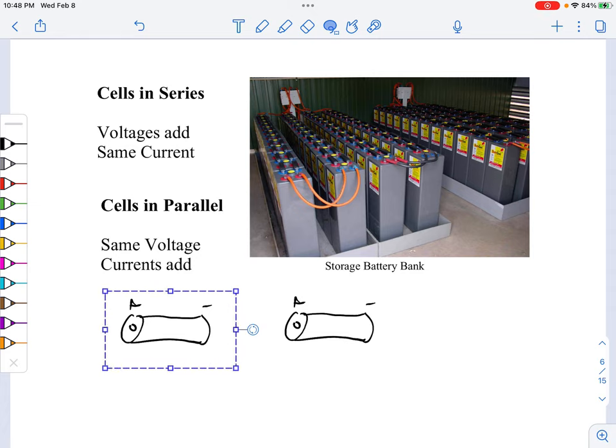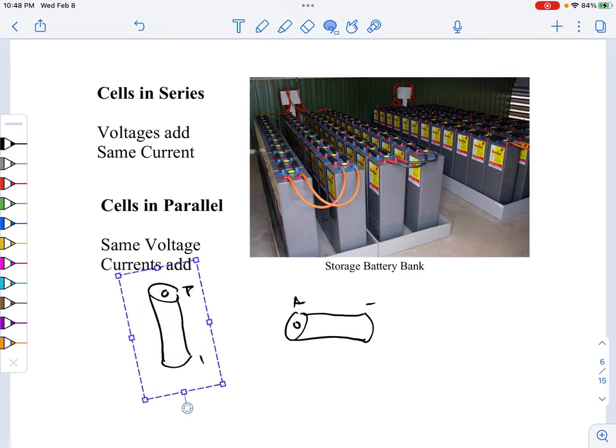All right, now we can't put cells in parallel. The reason we would do that is you get addition of current. I'll talk about that in a minute.